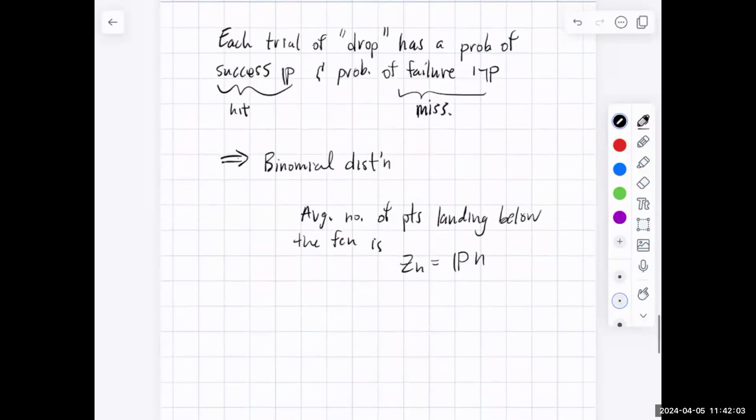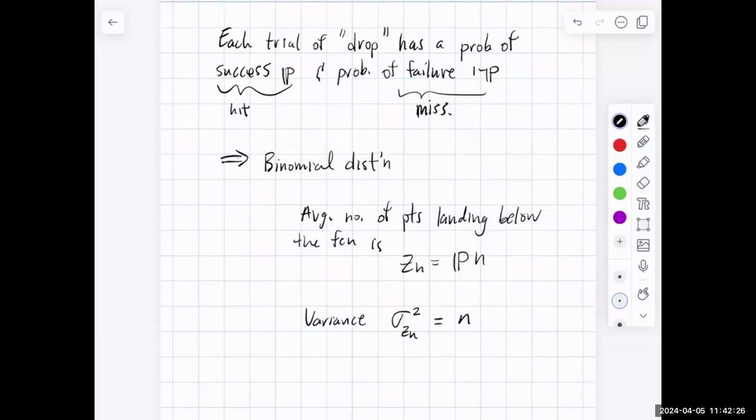So that's pretty clear. The variance, or sigma squared, I'll put a little Zn. This is going to be the variance in the number of hits. Who remembers what was the standard deviation for the binomial distribution?